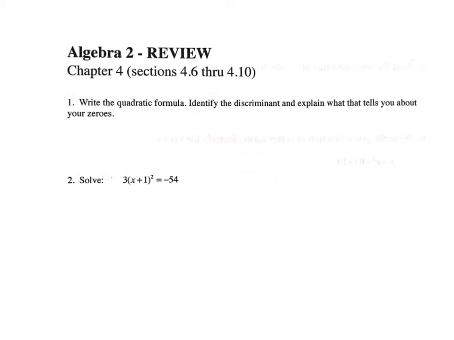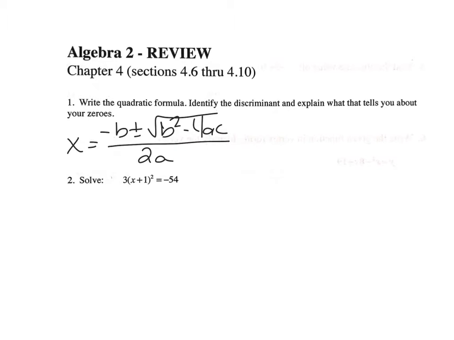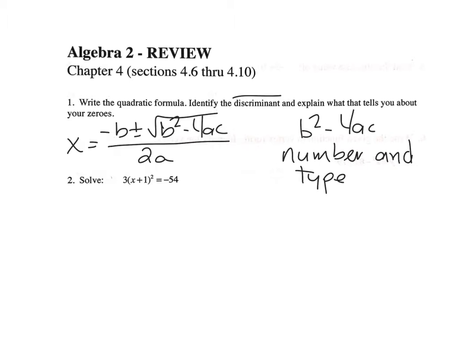Number 1 says write the quadratic formula, identify the discriminant, and explain what that tells you about your zeros. We have a song for a quadratic. x equals negative b plus or minus the square root of b squared minus 4ac all over 2a. That's the quadratic formula. The discriminant is just the b squared minus 4ac part. And what it tells you is the number and type of solutions you're going to get, like 2 reals, 1 real, or 2 imaginary solutions. All right, so that's all you got to do for number 1, and make sure you know that.